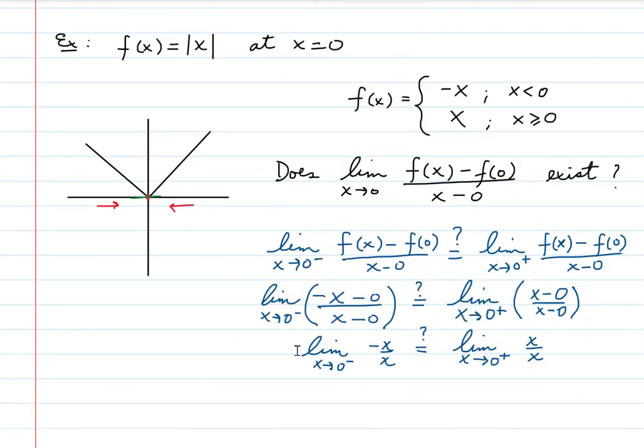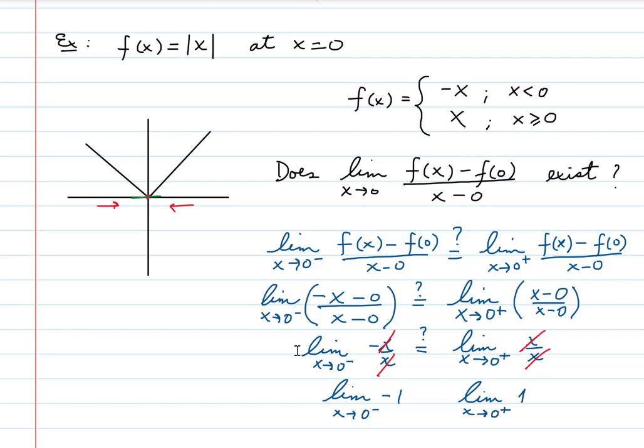Okay, so here we have it, guys. As you can see, we end up with the limit on the left side, as x goes to 0 from the left, of negative x over x. We're trying to figure out whether that's equal to the limit as x goes to 0 from the right of x divided by x. So you can see how the x's cancel out, and on the left, we end up with the limit of negative 1 as x goes to 0 from the left. And we have the limit of 1 here as x goes to 0 from the right.